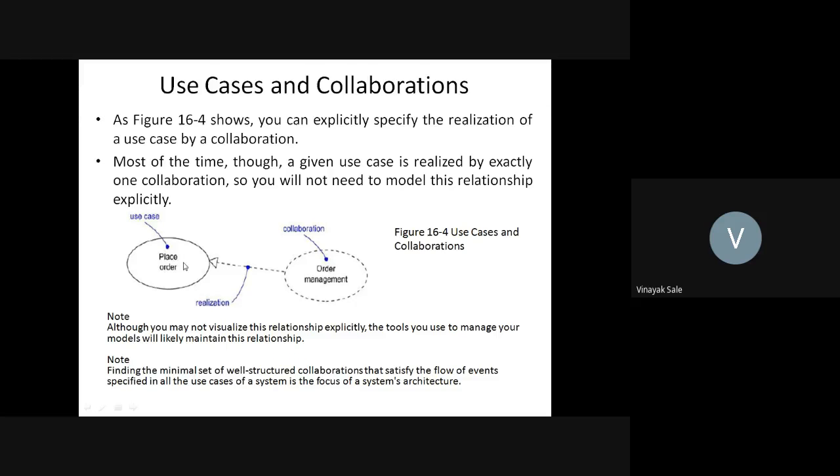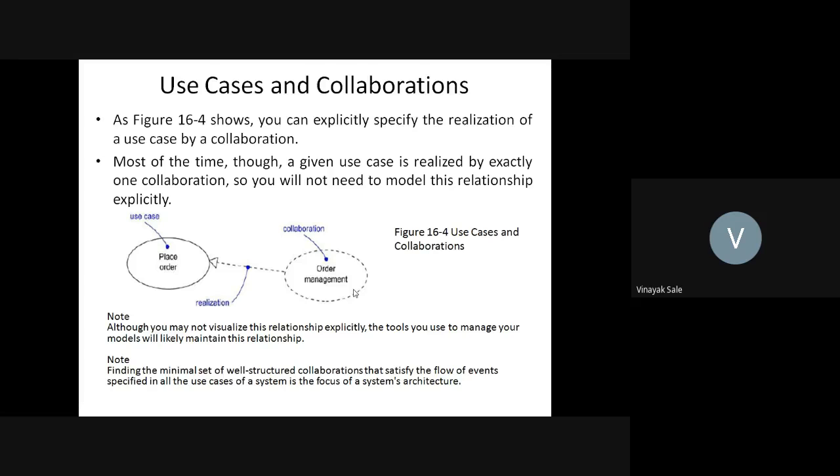So the use case is denoted by an elliptical shape, whereas a collaboration is denoted by a dotted elliptical shape. And there is a realization from collaboration to use case. The use case is place order and the collaboration is order management.